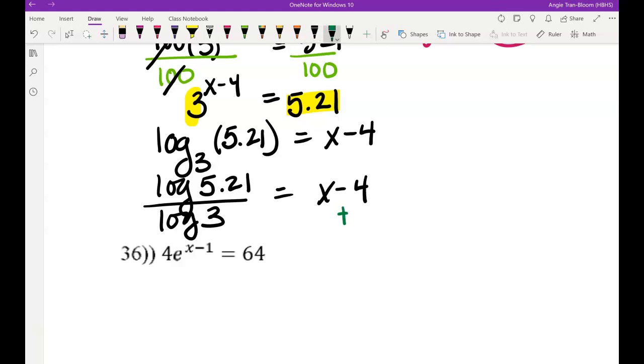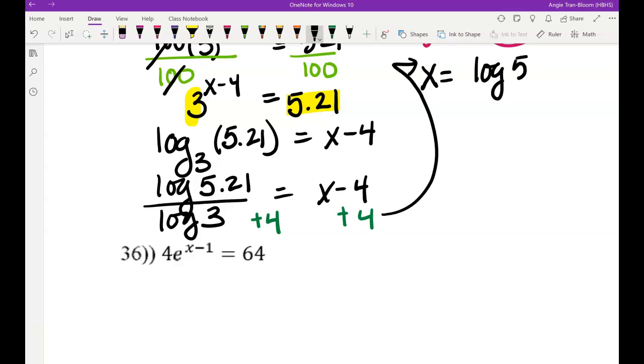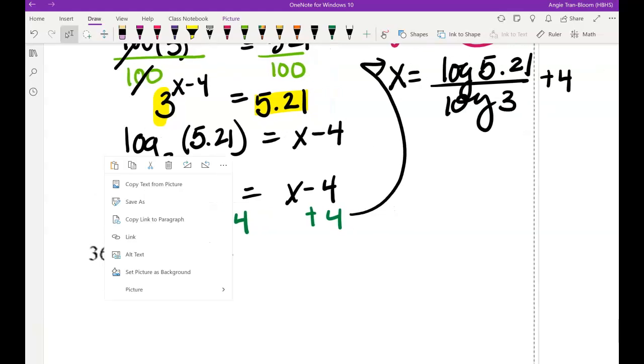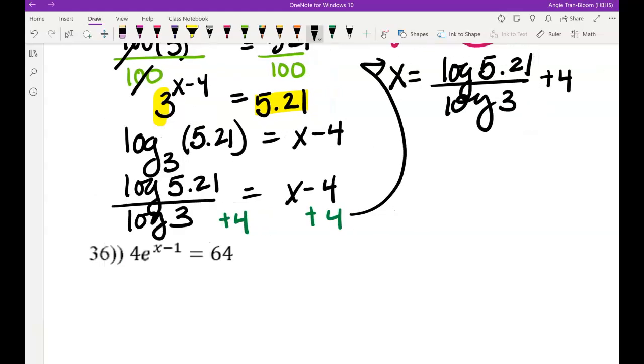Next, we are going to add 4 to both sides because our job is to isolate your x variable. And so that's going to give us the exact form. So x is log of 5.21 divided by log of 3 and then add 4 at the very end. This is your exact form. We are going to box this up. Then please take your calculator and crunch out the decimal approximation. Do one at a time, okay? If your calculation skill is not as great, then just do log of 5.21, hit enter, divide by log of 3, hit enter, then add 4.